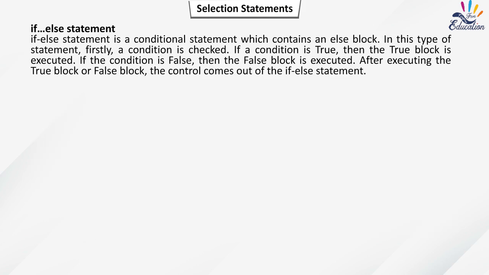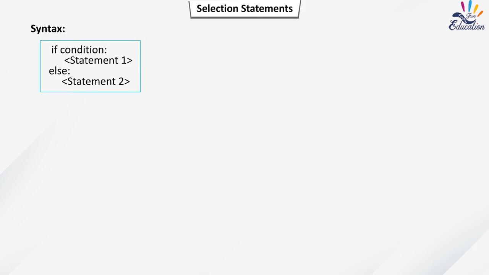If-else statement. If-else statement is a conditional statement which contains an else block. In this type of a statement, firstly a condition is checked. If a condition is true, then the true block is executed. If the condition is false, then the false block is executed. After executing the true block or false block, the control comes out of the if-else statement.